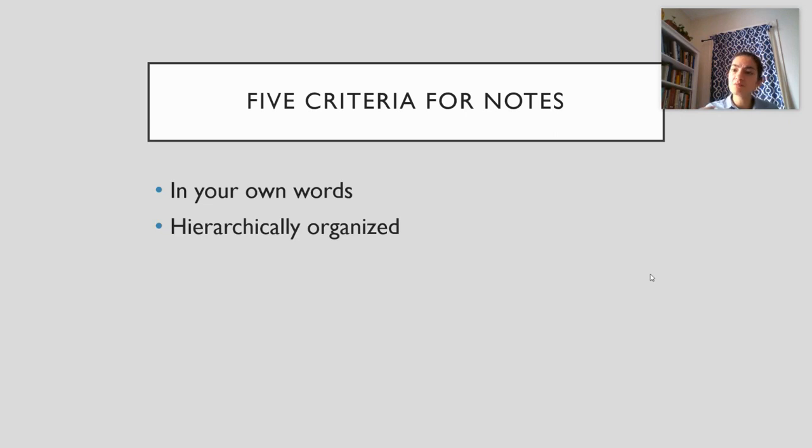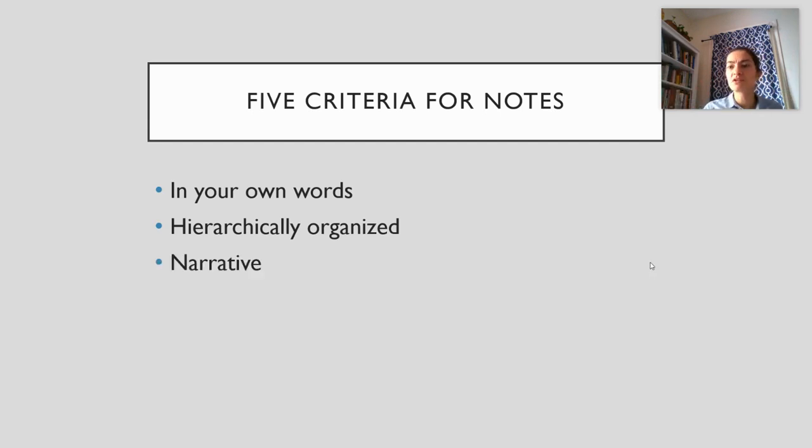Number two, your notes need to be hierarchically organized. It should not just be a blob of text. It should not just be a straight list of bullet points. You need to indicate visually in some way that you are distinguishing between big topics and smaller details in your notes. We'll talk in a little bit, and in class, about some formats that really lend themselves to hierarchical organization. But you absolutely must distinguish between big picture and smaller details.